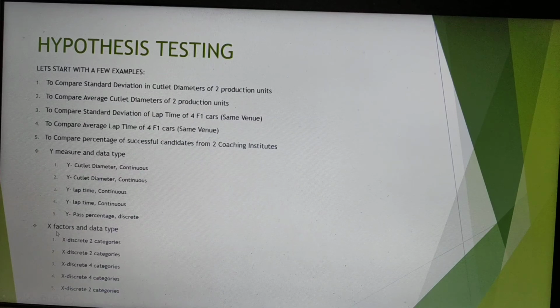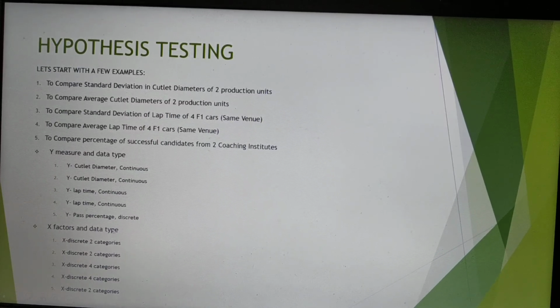Now we are discussing X factors and data type. For the X factors, for the first one, how many production units are there? 2. So it's discrete, 2 categories. Similarly, for the second example, it's discrete, 2 categories. Third one, discrete, 4 categories. Fourth one, discrete, 4 categories. And fifth one, discrete, 2 categories. Now we are done with the Y measure and data type and X factors and data type.